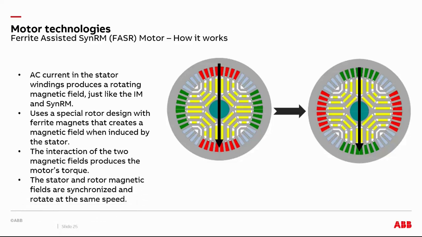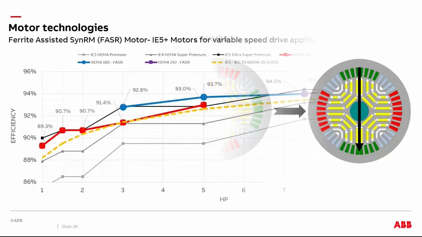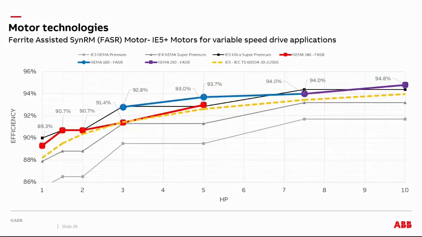The stator and the rotor magnetic fields are synchronized and rotate at the same speed. So again, it works much like the needle of a compass. So let's look at efficiencies. And I want to highlight some efficiencies here just so that we get a gauge.